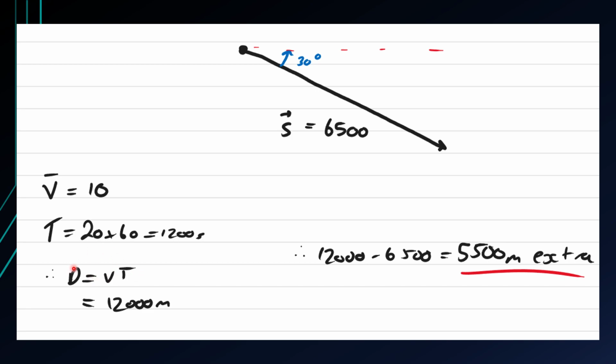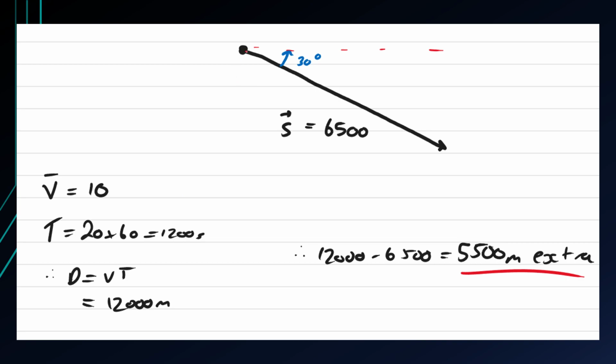If you want to end up with a scalar quantity, you have to have two scalar quantities being multiplied by each other. So you have 10 times the 1200 seconds, which gets you 12,000 meters. So he had to actually travel 5,500 extra meters to get to his destination.